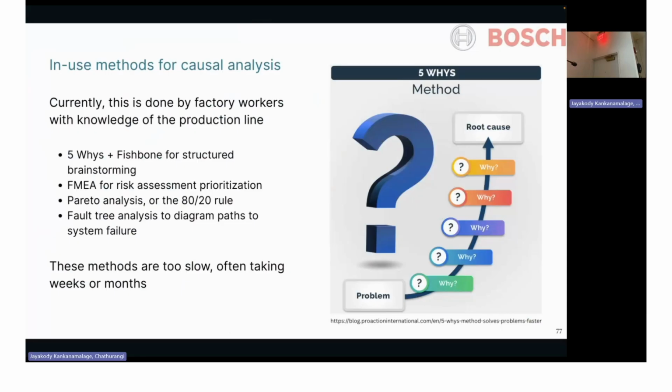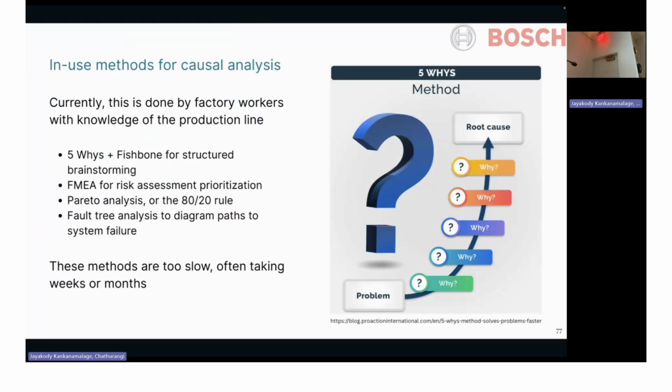FMEA is the failure mode and effects analysis. It's a way of doing risk assessment. Pareto analysis, if anybody knows the 80-20 rule, it's basically just an application of that. It's an acknowledgement that 80% of the problems come from 20% of the root causes. And so understanding what those 20% of root causes are is quite important. And then fault tree analysis is a way to diagram your failure paths through the system in kind of a systematic way, right?